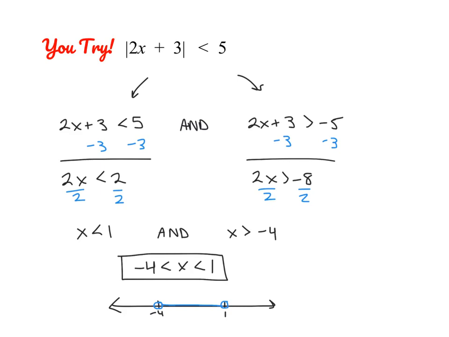Okay, so here our absolute value is already isolated. So we can look at it and say the absolute value is less than 5. So since it's less than, it's an AND. So you set up the two separate ones, make sure you flipped and made it negative, and then you should end up with x is less than 1 and x is greater than negative 4. So since it's bound between these two regions and it's an AND problem, we should write our final answer as a single inequality.